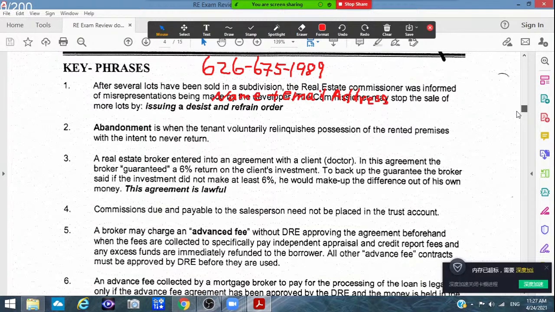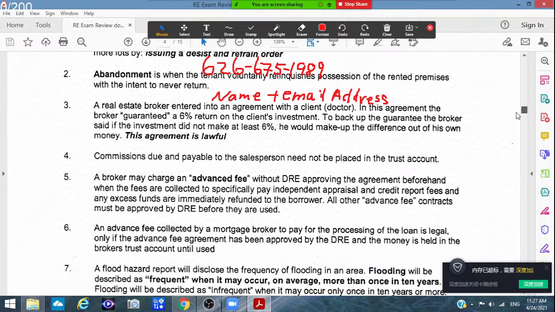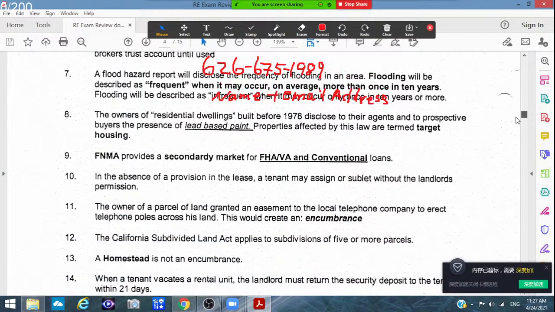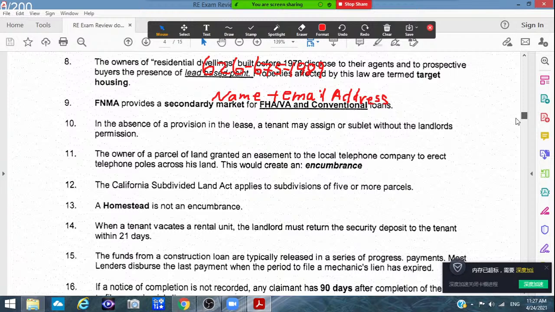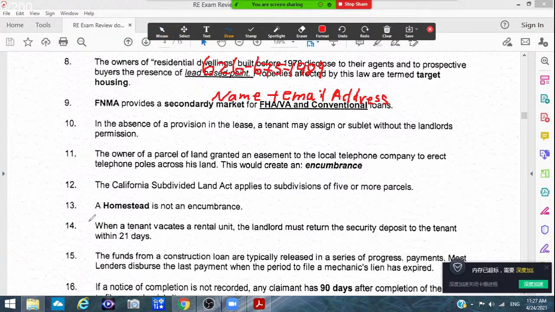And then we'll have key phrases in this document. So let me find a few key phrases. For example, you have 21 days to return the security deposit, minus any repairs, and minus any cleaning if needed, to the tenant.